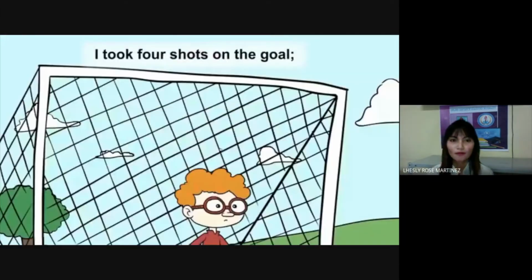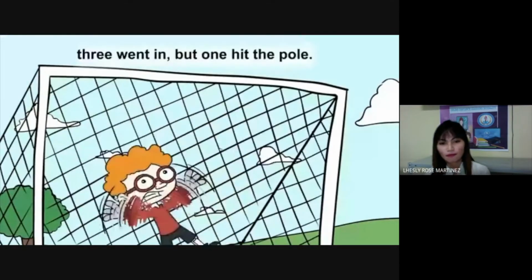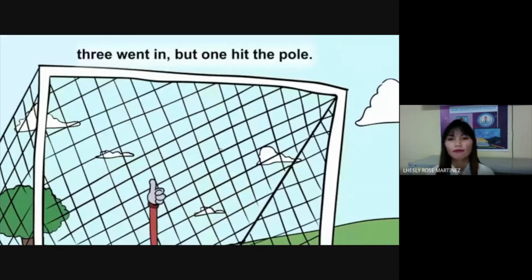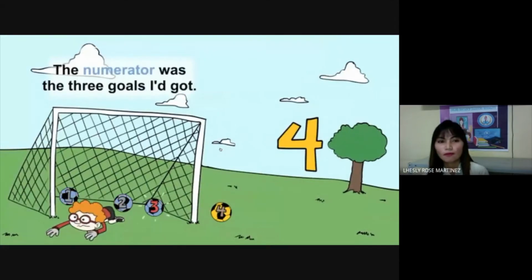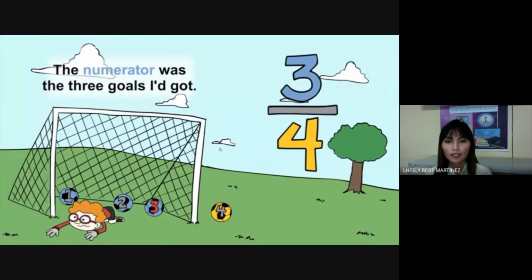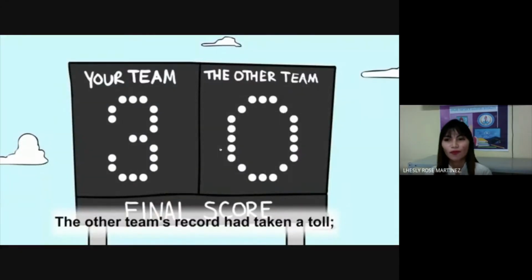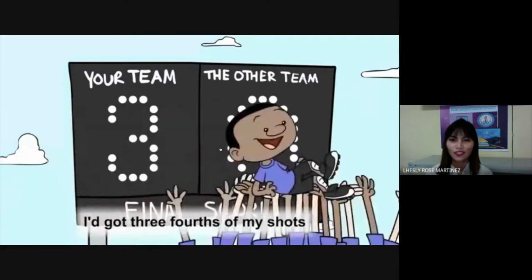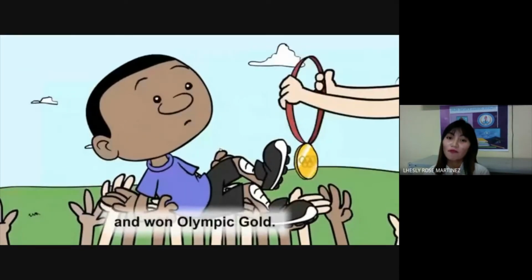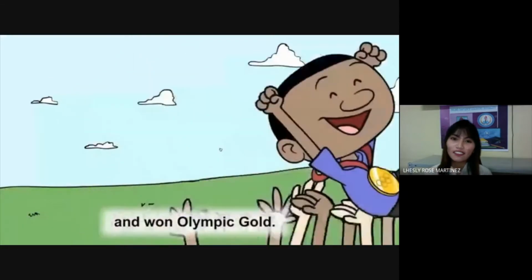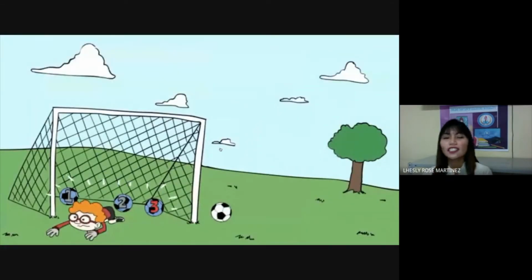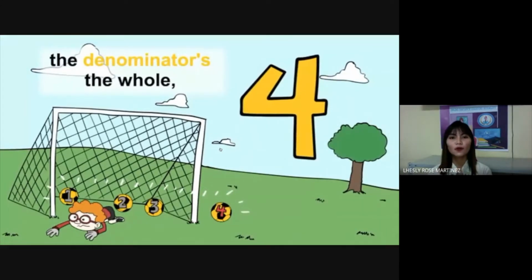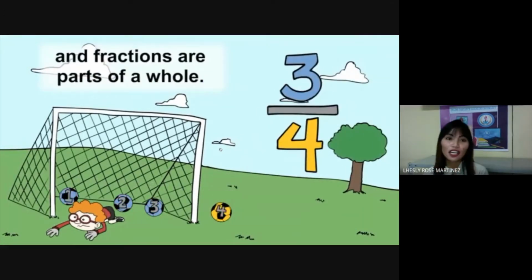I took 4 shots on the goal. 3 went in, but 1 hit the pole. The denominator was all 4 shots. The numerator was the 3 goals I got. Other teams were hurt and taking a toll. Got 3 points on my shots and 1 Olympic goal. The numerator is the part, the denominator is the whole, and fractions are parts of a whole.